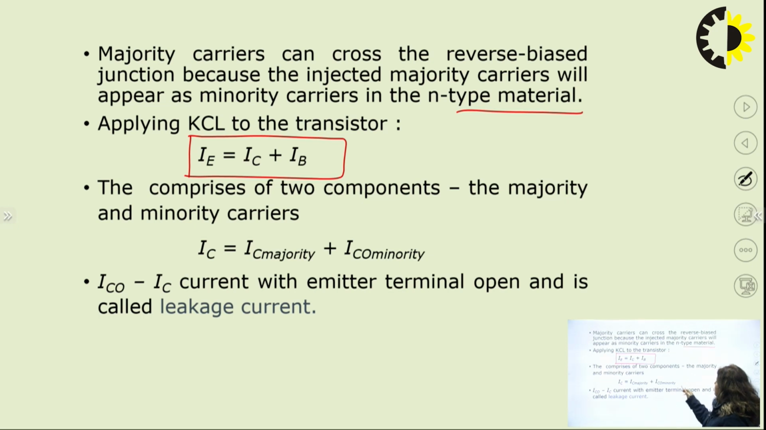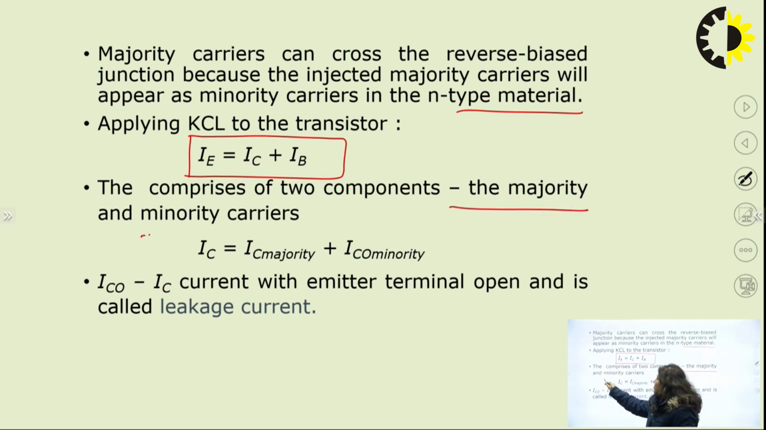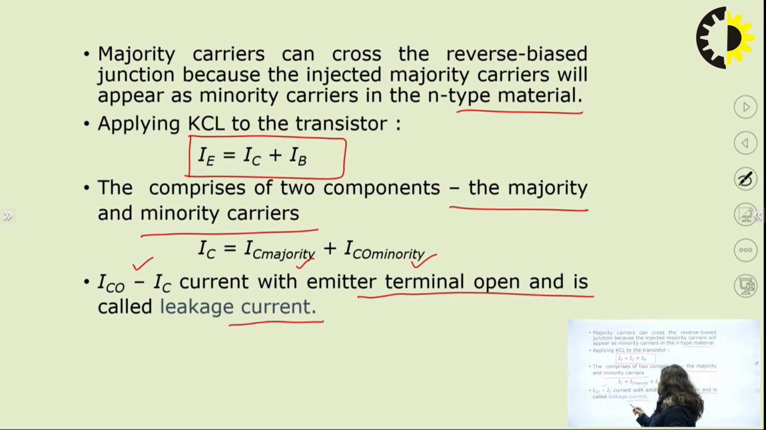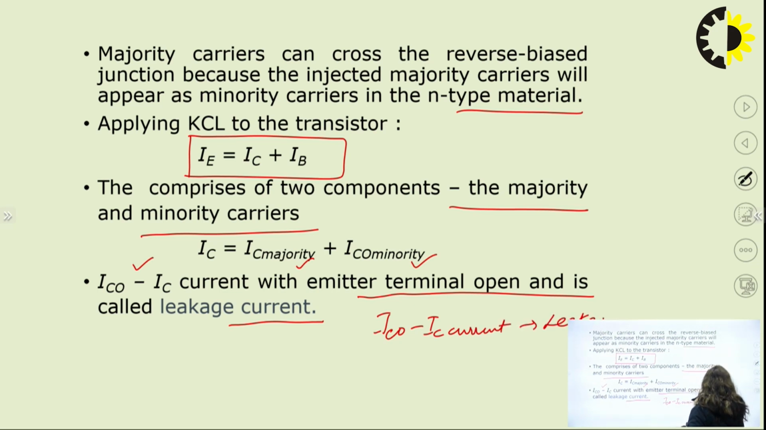So this comprises two components, the majority and the minority carrier. What is the majority here? IC is composed of two components. The first one is the majority, that is IC majority, and the second one is the IC minority carrier. So ICO minus IC, that is majority minus minority carrier current with the emitter terminal open, is also called the leakage current. So ICO minus IC will give you the leakage current.